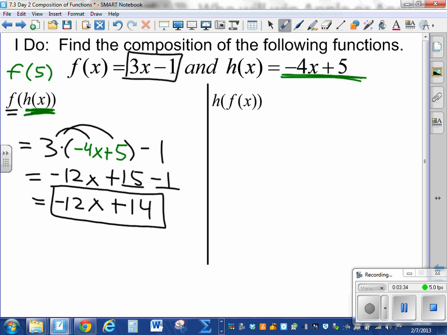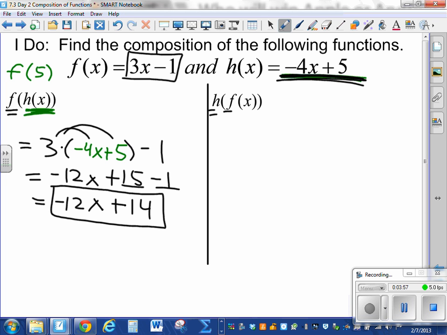Now, we're not going to worry about domain yet. We're going to cover that tomorrow in class, since you guys are having a little bit of problems with those. So for now, we're just going to do the composition. We're not going to worry about domains. So the next part says h of f of x. So the first thing you're going to write is the h part. So the h part is this negative 4x plus 5 part right there.